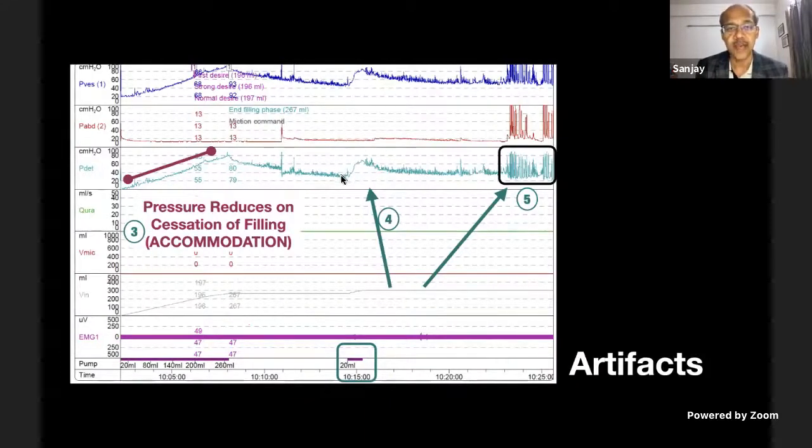And you can see the same thing happen here, that when this patient didn't void, the bladder was filled a little bit more, and it seems as if there's a volitional contraction. This is not a volitional contraction. This is additional filling done. And you can see again that same rise.